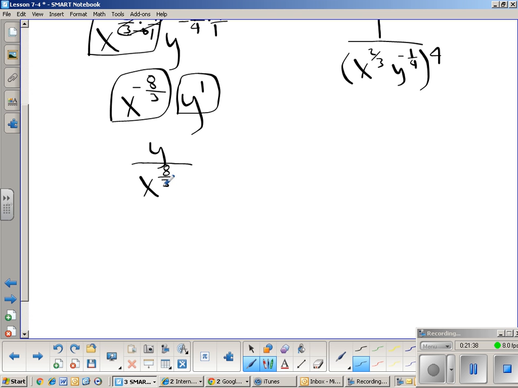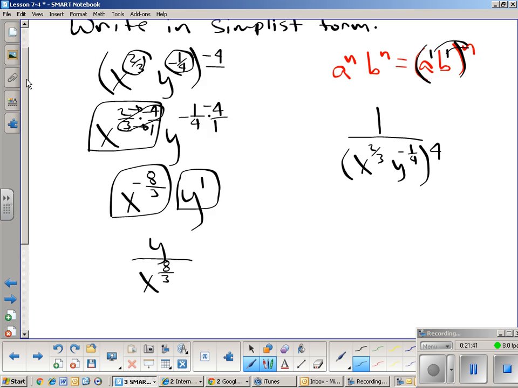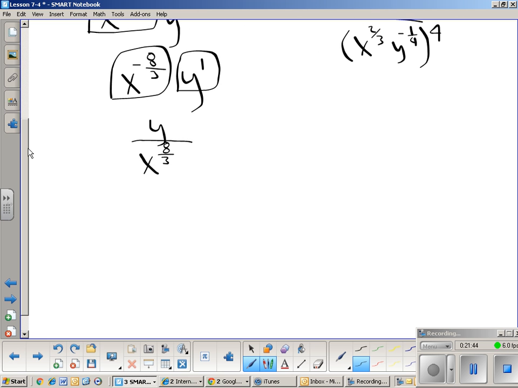Now, I think this question in simplest form means as a radical. So if I wanted to leave this as a radical instead of as a rational exponent, what would my last step be? What do you think, Liz? Cube root of x to the 8, over y. And underneath the y. Okay, good, I agree with that. So that would be my final answer: y over cube root of x to the 8.